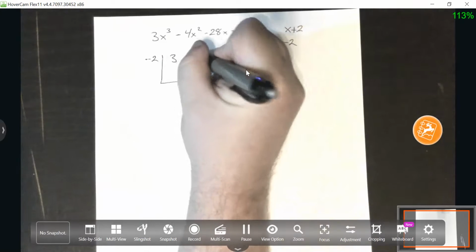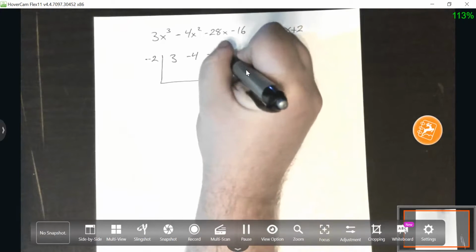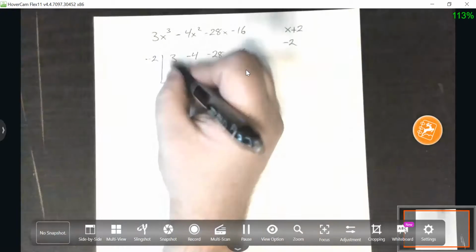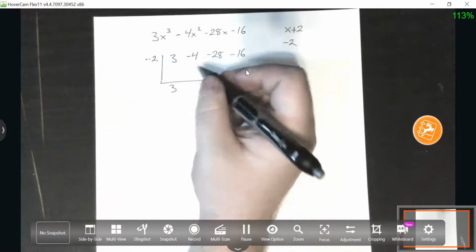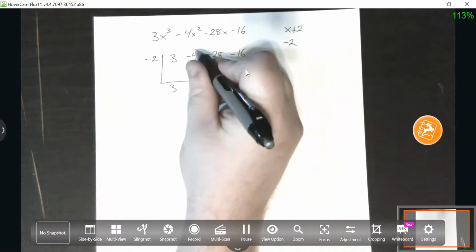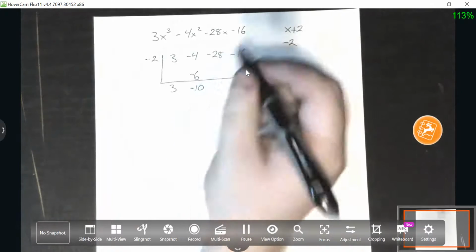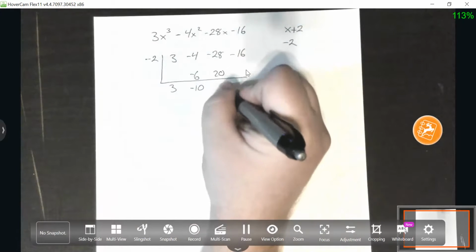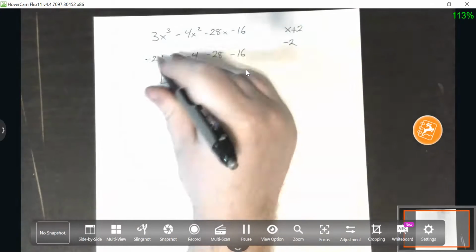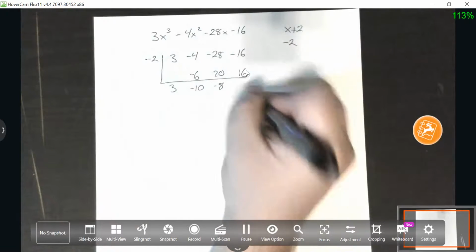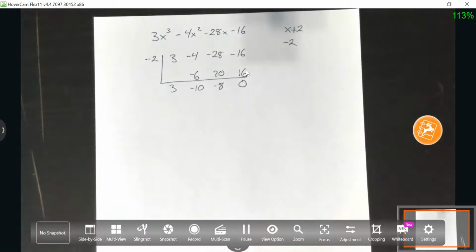So that's a 3x cubed minus 4x squared minus 28x minus 16. And we'll know we're right if it comes out as 0 at the end. So I bring down my 3. Negative 2 times 3 is negative 6. Negative 4 plus negative 6 is negative 10. Negative 2 times negative 10 is 20. Negative 28 plus 20 is negative 8. Negative 2 times negative 8 is positive 16. Negative 16 and 16 is 0. And there's our proof that it was actually a factor.